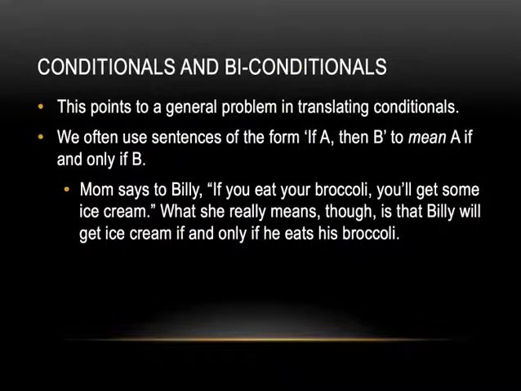Mom would accuse Billy of not understanding what she meant if he responds, great, I'll take the ice cream now. Mom didn't merely mean to be ruling out the circumstance in which Billy eats his broccoli and doesn't get ice cream. She was also ruling out the other direction, the circumstance in which Billy gets ice cream and doesn't eat his broccoli. So it's true enough that oftentimes we use sentences of the form if A then B to mean something much stronger than the meaning that's captured by the single arrow.